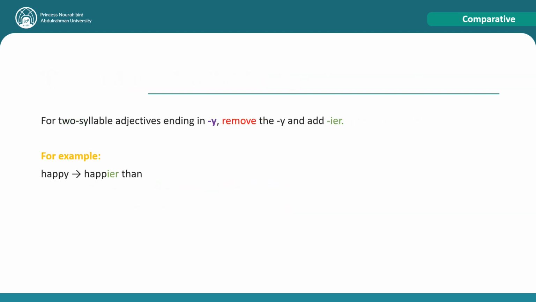If we have a two syllable adjective ending in y, we need to remove the y and add ier. For example, happy will be happier than.